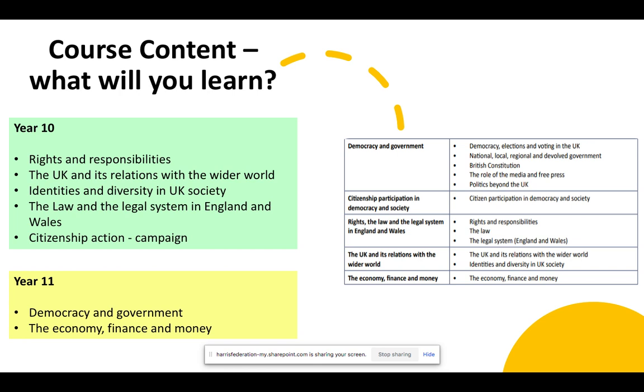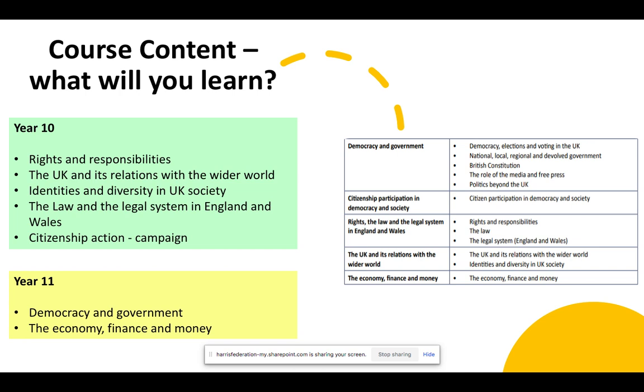In Year 10, we begin our learning of citizenship with the rights and responsibilities that we have both locally, nationally, and internationally. So you'll look at things like moral and legal rights, how rights may conflict, and the different ways that human rights are protected, such as the UDHR, ECHR, the Human Rights Act, and how that helps us within the UK as well as the wider world.